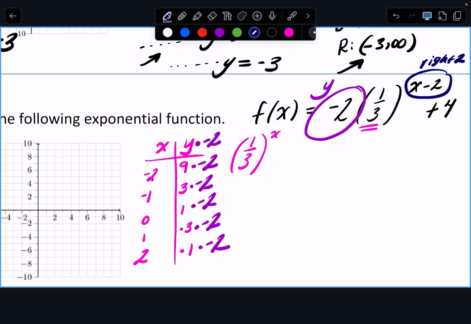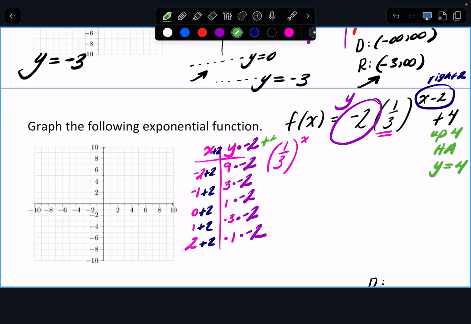Right 2. So isn't that add 2, everyone, to our x's? And then we know this one is up 4. Isn't that my new horizontal asymptote as well? Okay, let's go draw in. Up 4 means we're going to add 4 to our y's. And before we graph, we need to go draw in our horizontal asymptote at 4.